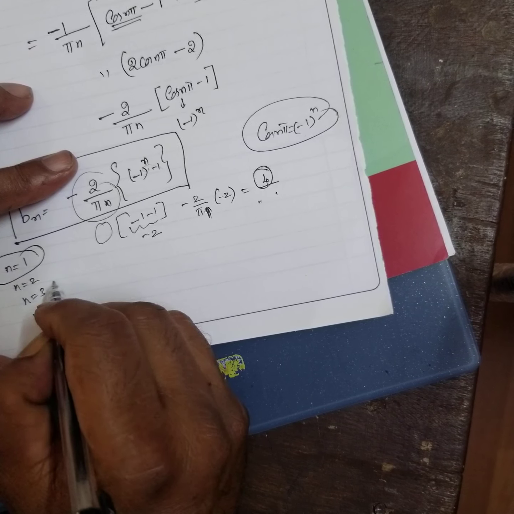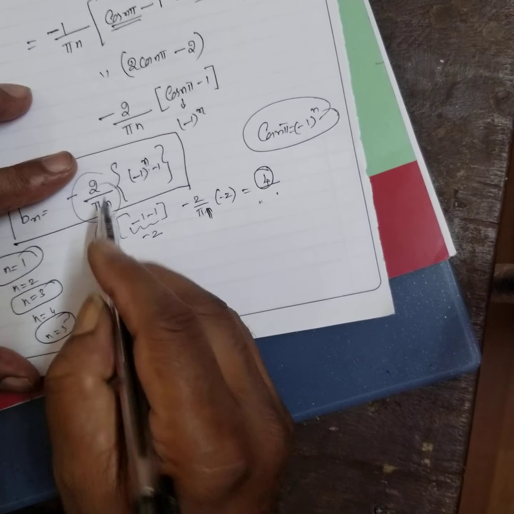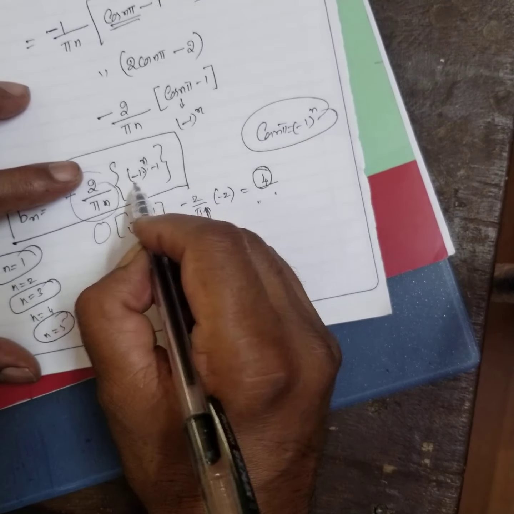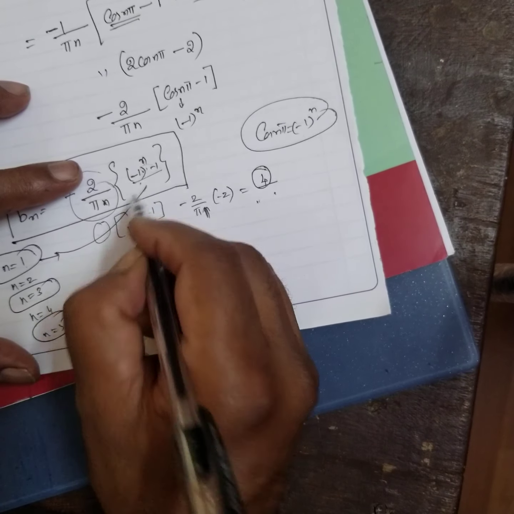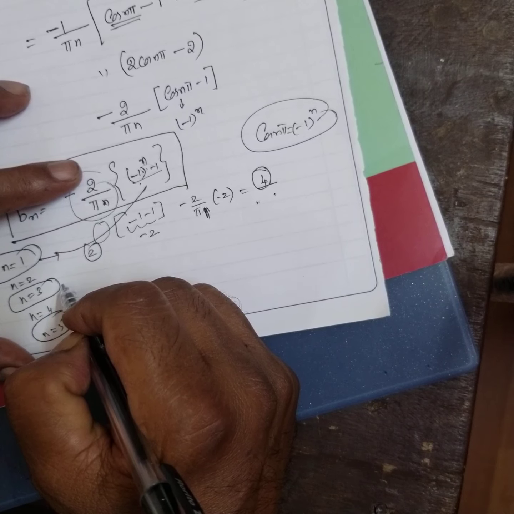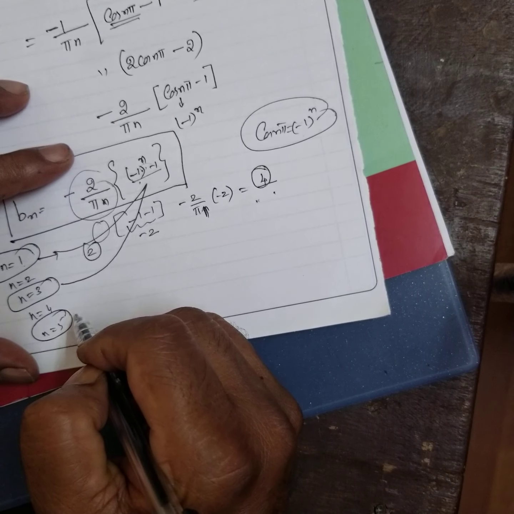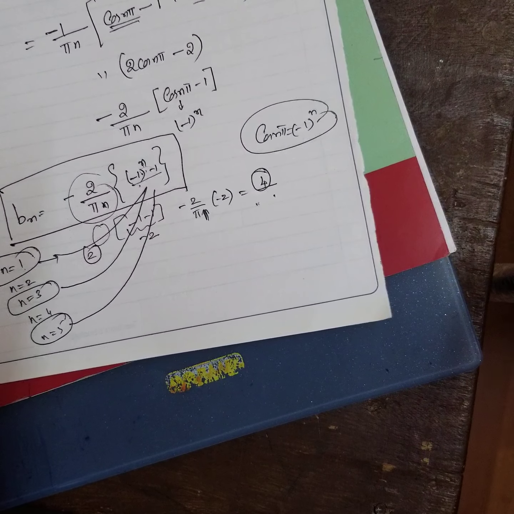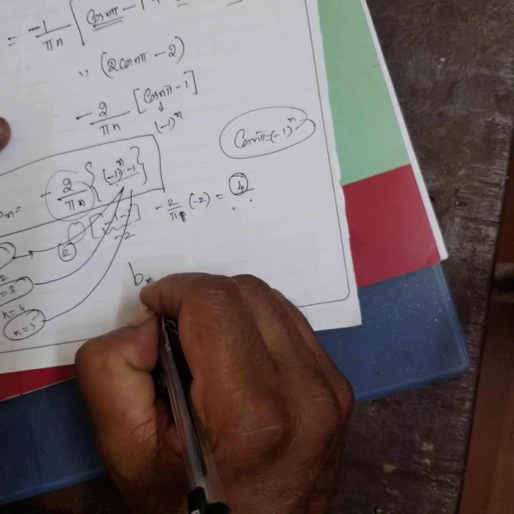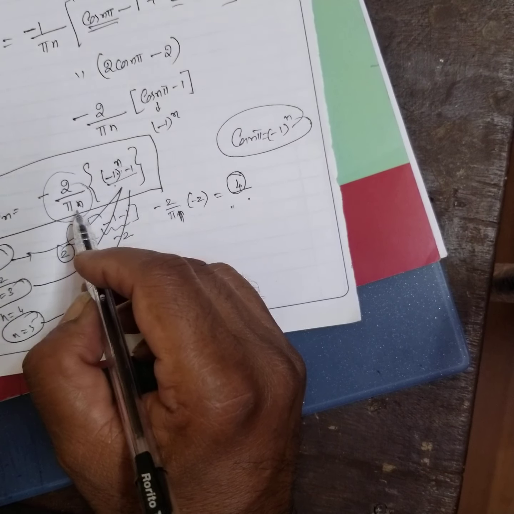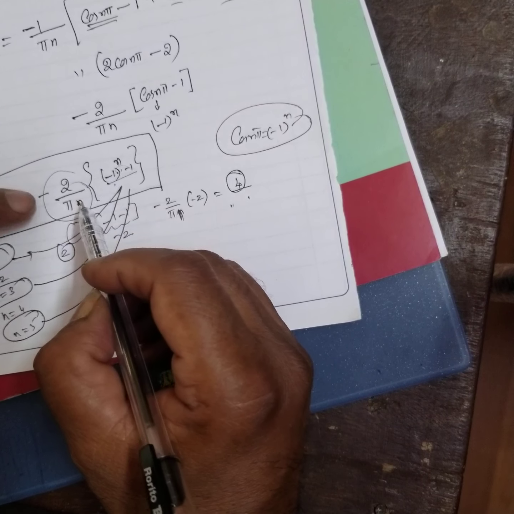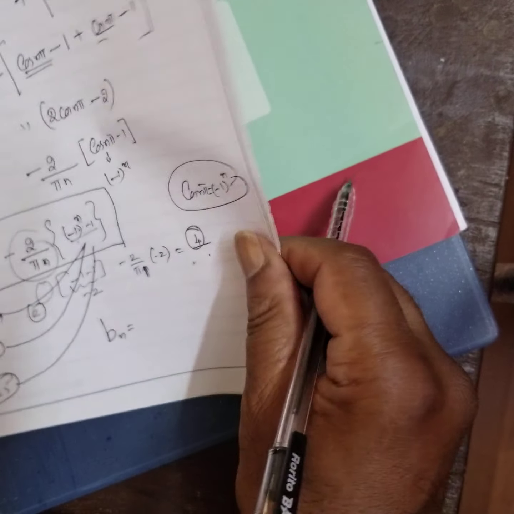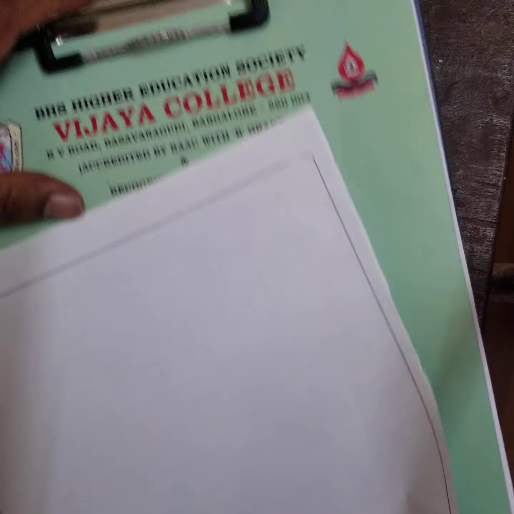Therefore, you have to write any 3 values. Is it not? 3 values. Therefore, when n is equal to 1, what will we get? When n is equal to 1, this bracket becomes 2. Right? When n is equal to 3, again this bracket becomes 2. When n is equal to 5, again 2, you get it. I will work it out better, because don't try to save time and make a mistake.